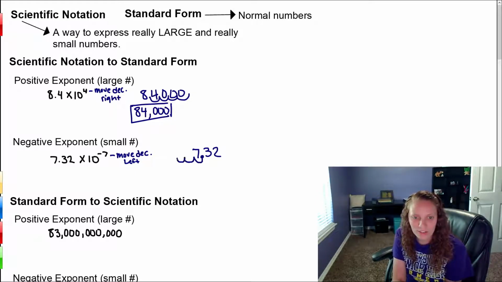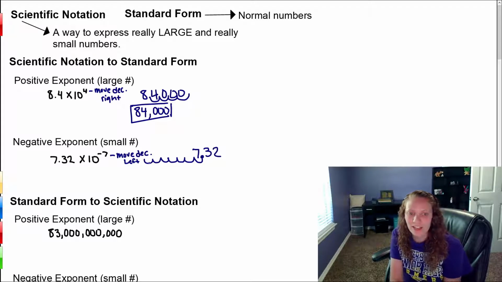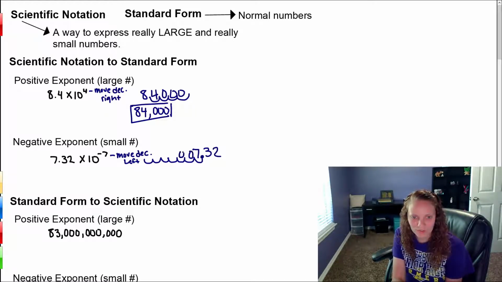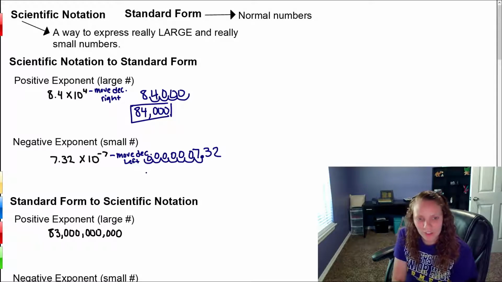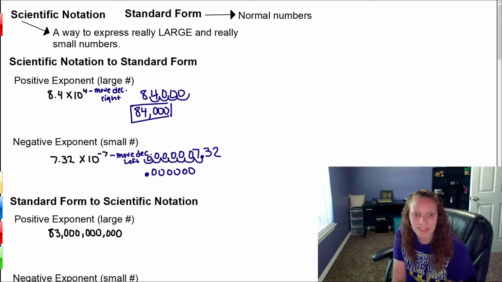1, 2, 3, 4, 5, 6, 7. And in these empty spaces, we're going to fill in our zeros. So our answer is going to be 0.000000732. That's 6 zeros, and then 7, 3, 2.